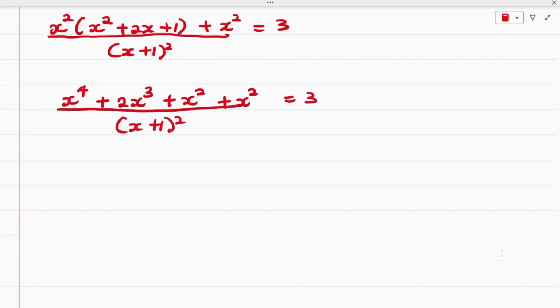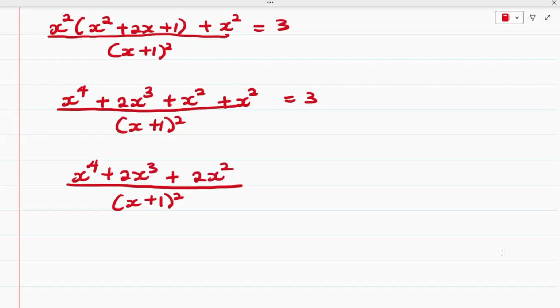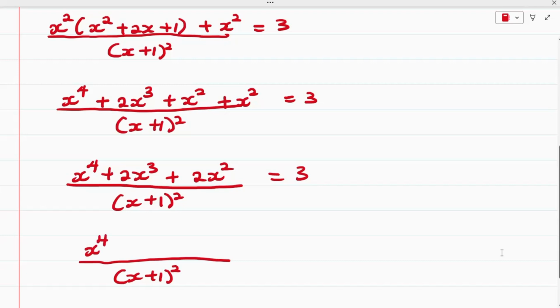Okay, so from here we have the LCM to be (x+1)². So we have x⁴ plus 2x³ plus x² plus x², which is going to give us 2x², and this is equal to 3. So from here we have (x+1)² and x⁴, then 2x³ plus 2x². We have 2x² to be common, and if we factor this out we have x plus 1 left, and this is equal to 3.